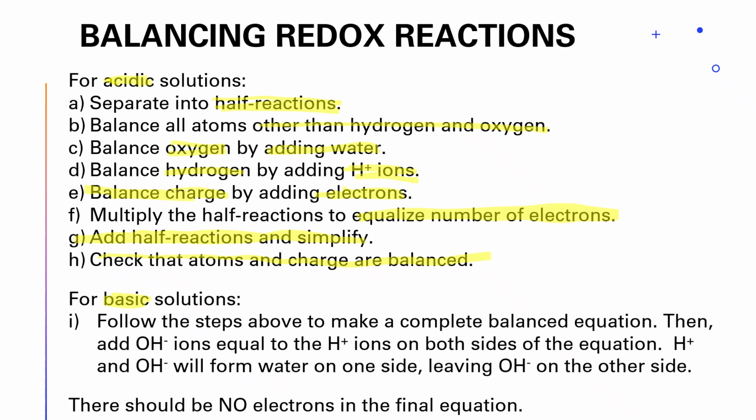If you have a basic solution, it's basically the same thing. We're going to follow all the steps above to make a complete balanced equation, but then we're just going to add hydroxide ions equal to the hydrogen ions on both sides. And in the end, once you're finished, overall, there should be no electrons in that final equation, and all atoms and all charges should be balanced. Okay, let's look at an example.